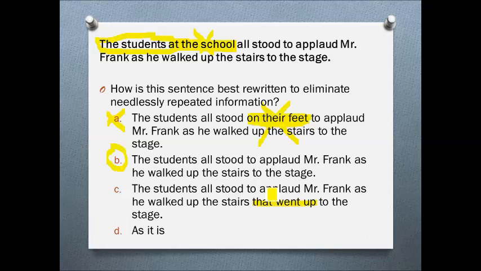This one isn't immediately apparent, but when you're comparing two answer choices, highlighting and really taking a look at those words that are different and thinking, are they necessary, will help you find the right answer. Those words are not necessary. Everything implies that those stairs went up to the stage, so it's not necessary to add those words, which means that C is not our correct answer. We figured out up here that as it is not the correct answer, so B is our correct answer.